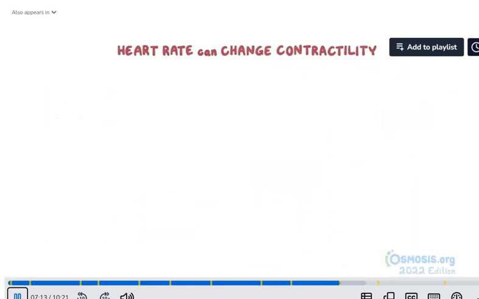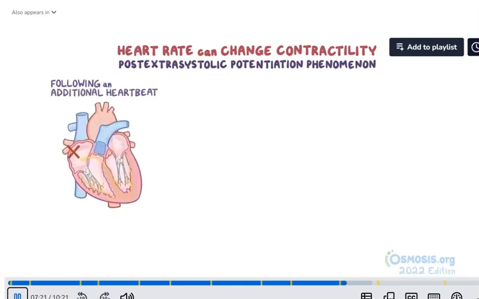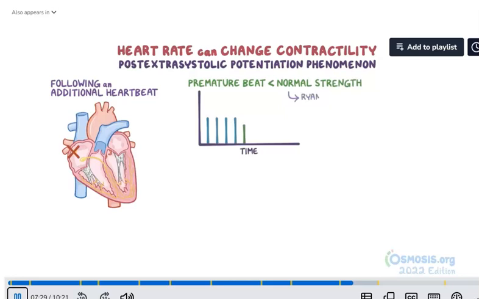This effect can also be seen in the post-extrasystolic potentiation phenomenon. Post-extrasystolic means following an additional premature heartbeat, so a heartbeat that is not commanded by the sinoatrial node for whatever reason. This premature beat has a less than normal strength of contraction, as the ryanodine receptors on the sarcoplasmic reticulum have a transient refractory period at this point, causing a transient decrease in calcium within the cardiomyocyte.